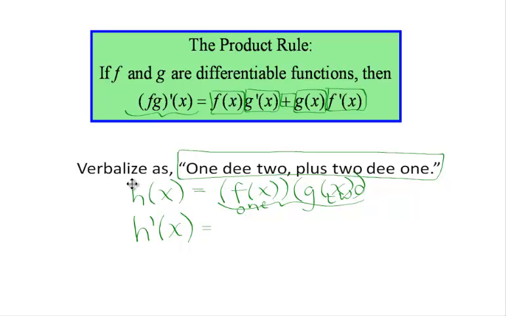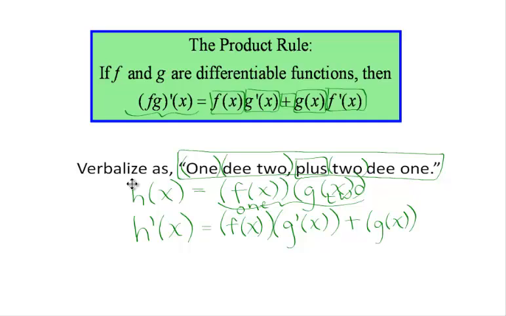When we verbalize, 1 means we write 1 down, our function that is 1, we write it down as they gave it to us. d2 means we are taking the derivative of 2. So that's going to be times g prime of x. Plus means obviously write the plus sign down. 2 means we are just going to write down our function that we chose as function 2 as they gave it to us times the derivative of function 1. So 1 d2 plus 2 d1.